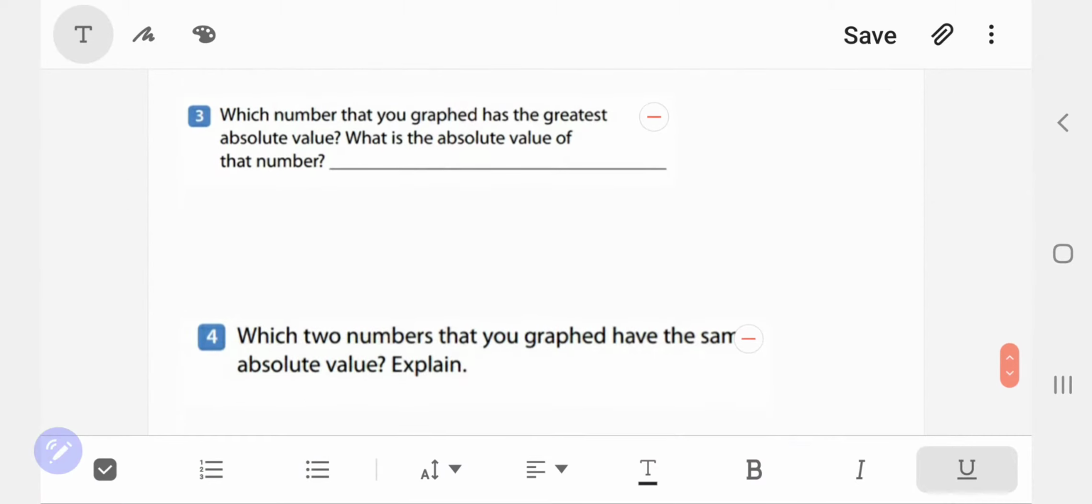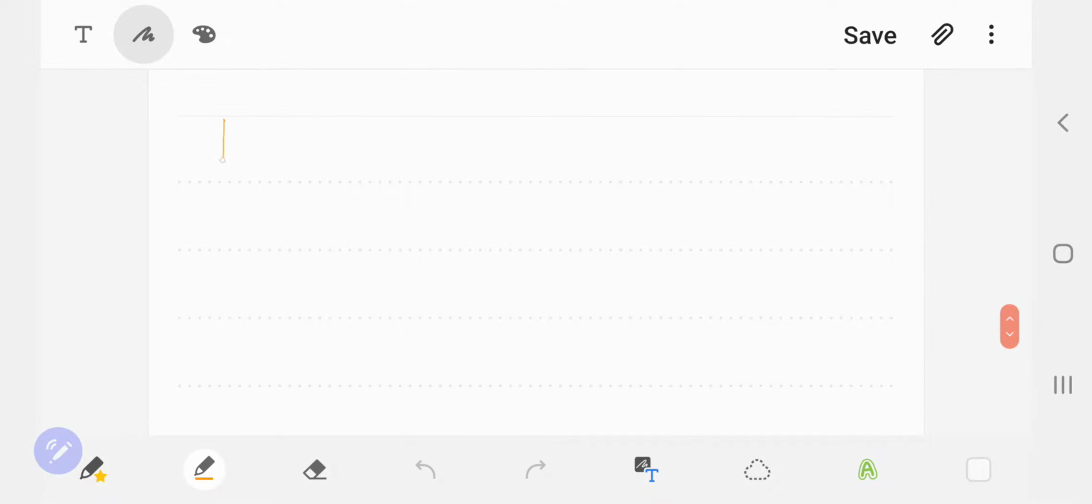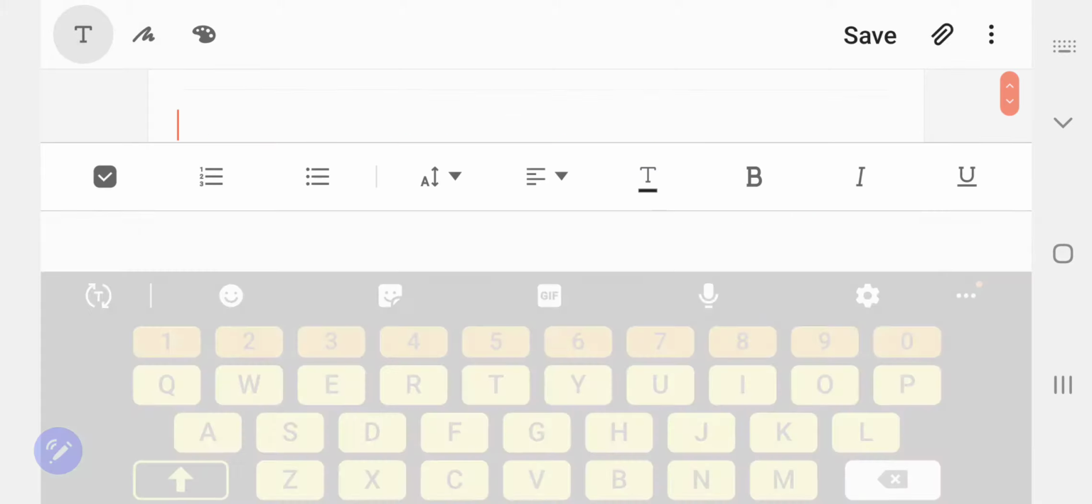So the answer for number 3 is the greatest absolute value is -10, because that's a symbol for absolute value. The absolute value of -10 is equal to positive 10.